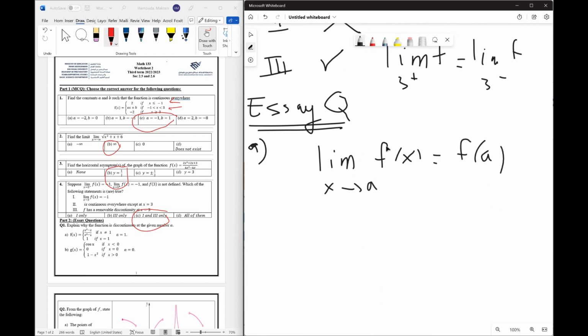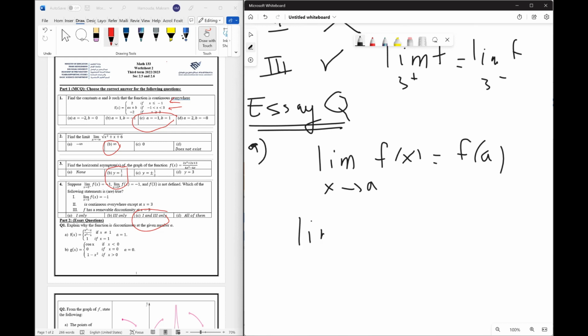And I said maybe two conditions because this limit when x approaches a, we can divide it into two limits, a plus and a minus. They should be equal to make sense of this limit. Okay, like the case here for number a. So the expression is the same here for the point 1 plus and 1 minus.